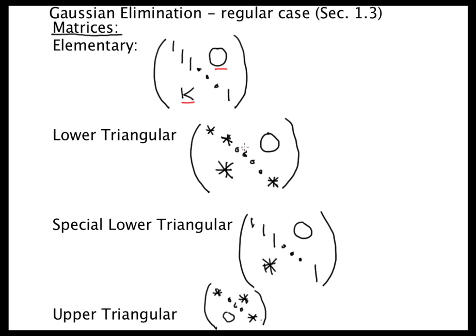And a lower triangular matrix is simply one where all of the entries above the diagonal are 0. And a special lower triangular matrix is one where not only is it 0 above the diagonal, but the entries on the diagonal are all 1. And finally, an upper triangular matrix is one which only lives above the diagonal.